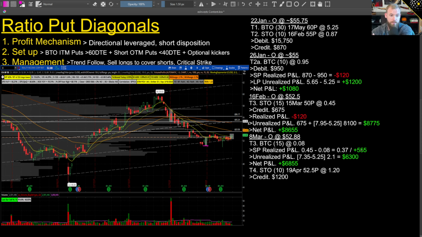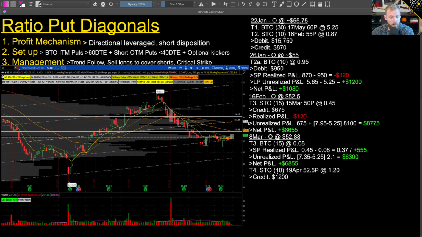So that gives me 555 bucks. That'll clear this loss out and put something in my pocket. And then the unrealized on the long options came down a little bit. The reason why that came down is because the underlying started to go up. So that was the wrong direction for the thesis here, and volatility started contracting.